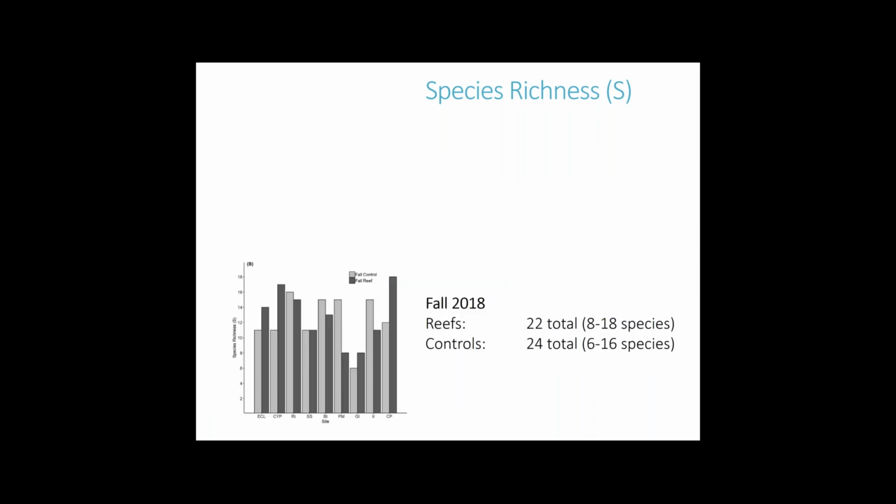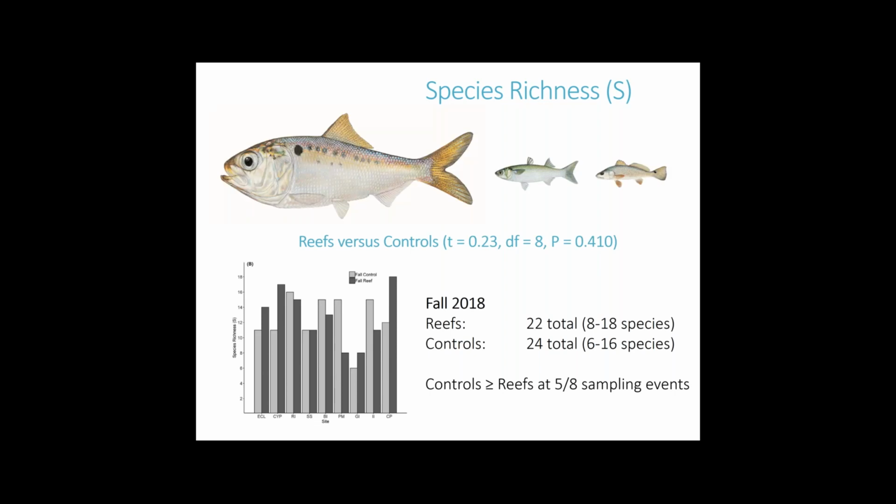In the fall of 2018, similar results. In this case, though, we got more total species at the controls, 24, than we did at the reef habitats, which we got 22. In terms of the ranges, they were similar across all the sites. Again, we had more species at the open water controls than we did at the reef sites for 5 out of the 8 sampling events. Still no significant difference between reefs and controls. Again, the same top three species based on reef number recovered during the fall events as well.